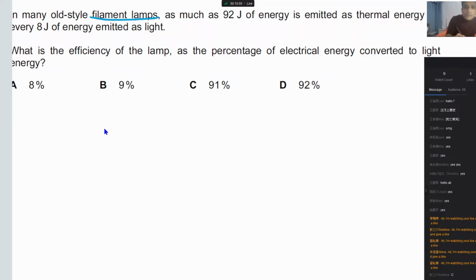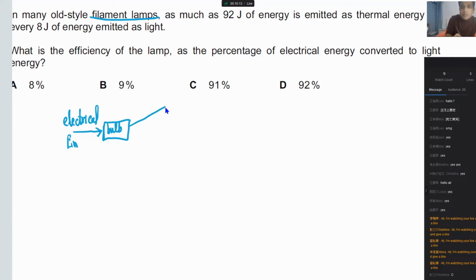For this one, please, you need to understand. We have the lamp, or simply you can say this is a light bulb. So what is the input energy to this one? The input is electrical. So this is E in, the input energy.